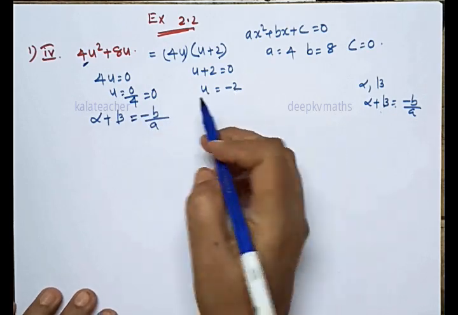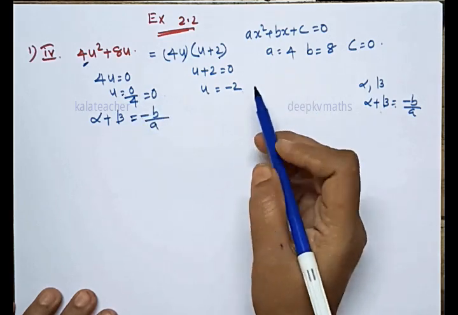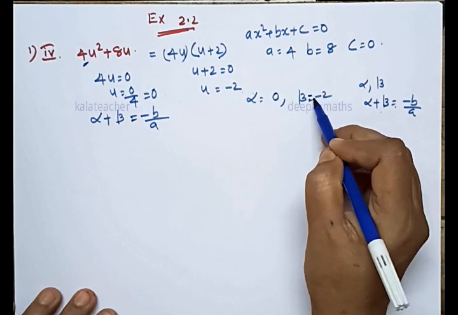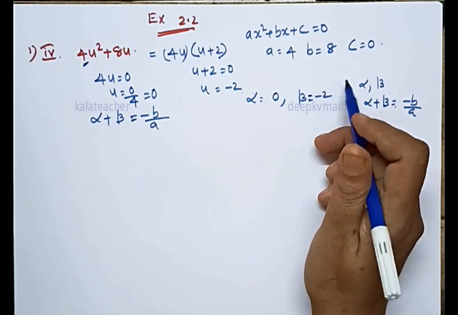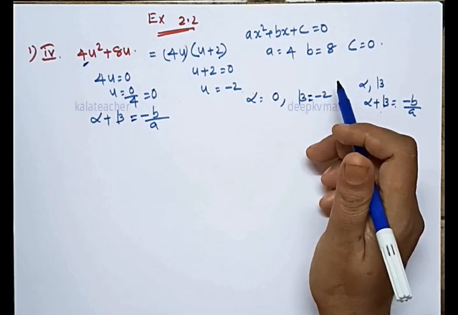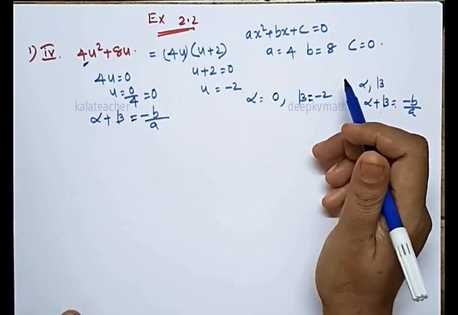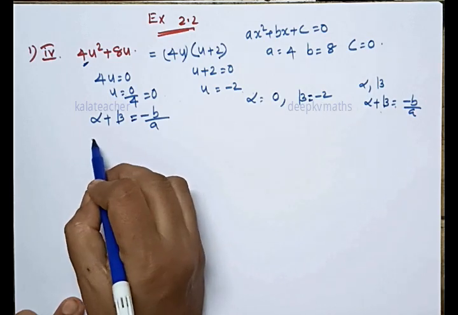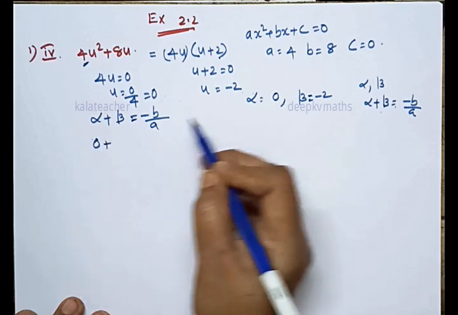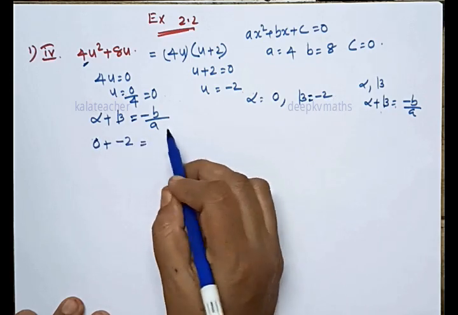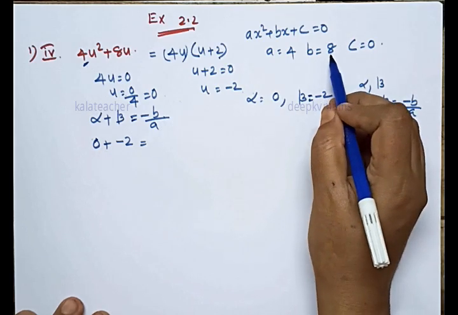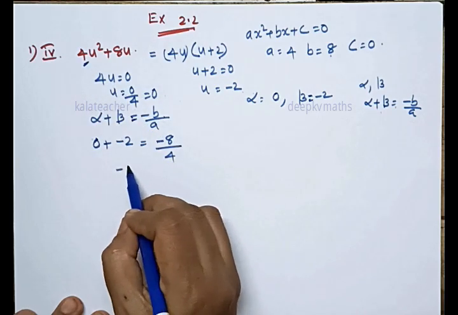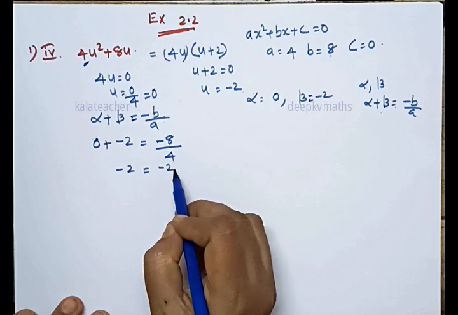Take the LHS and RHS and verify. The value of alpha is 0 and beta is minus 2. When alpha is equal to 0 and beta is equal to minus 2, first alpha is 0, next beta is minus 2. Alpha plus beta is equal to minus b by a. So if we take the LHS and RHS and verify: alpha is 0 and beta is minus 2 gives minus 2, and on the right, minus b by a, where b is 8, so minus 8 by a, where a is 4. That is, minus 2 is equal to minus 8 by 4, which is minus 2.